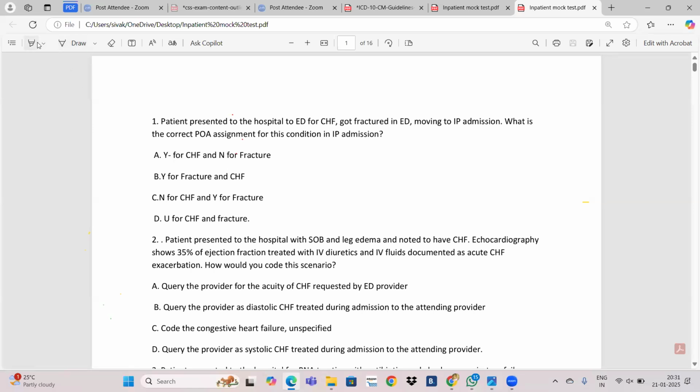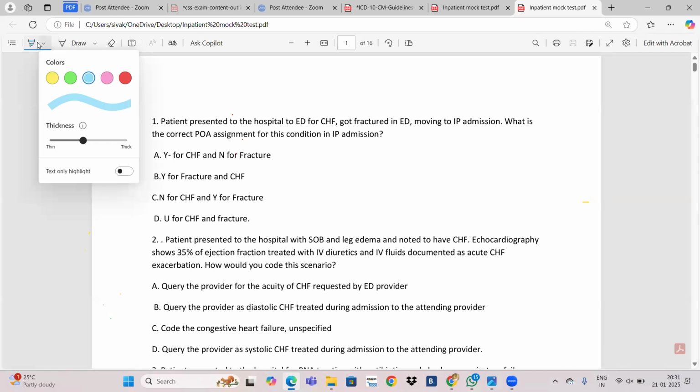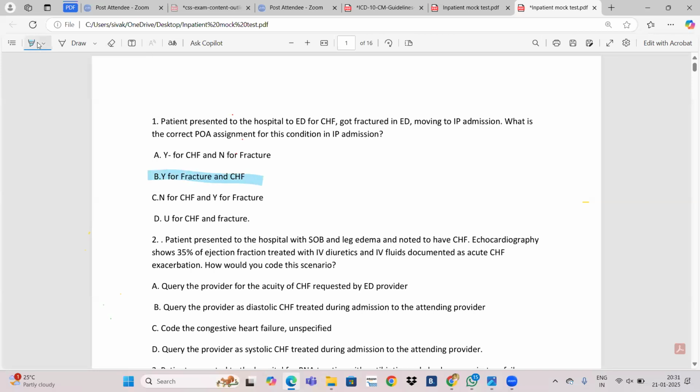So yes, before the inpatient admission only. The answer is Y for fracture and CHF, Option B. Anybody disagree? Any concern in this concept?